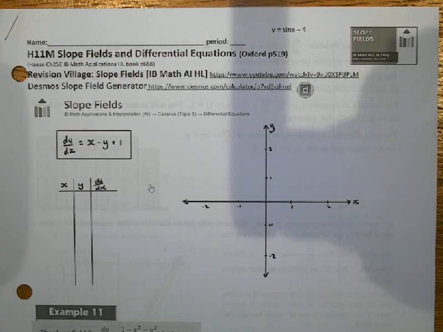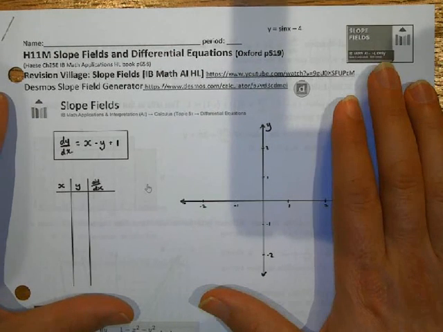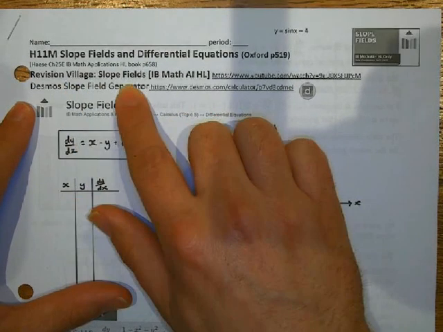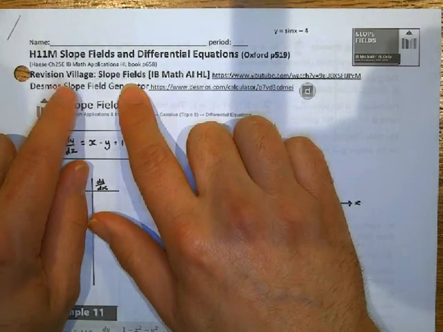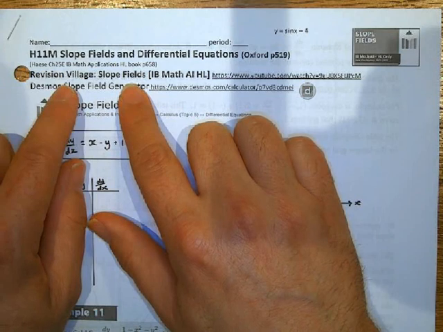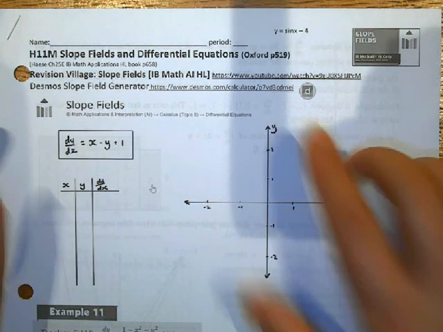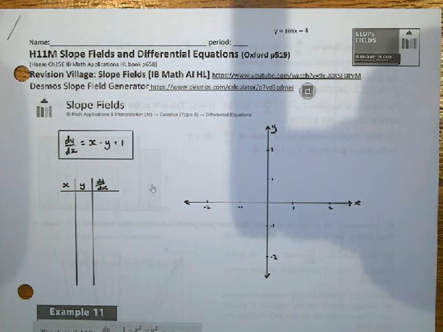Okay, this first question is explained very well by Revision Village. If you go to YouTube and type in Revision Village slope fields, or go to this link here, I'm not even going to try to explain it. They do it so well. But let's talk about example 11 here.